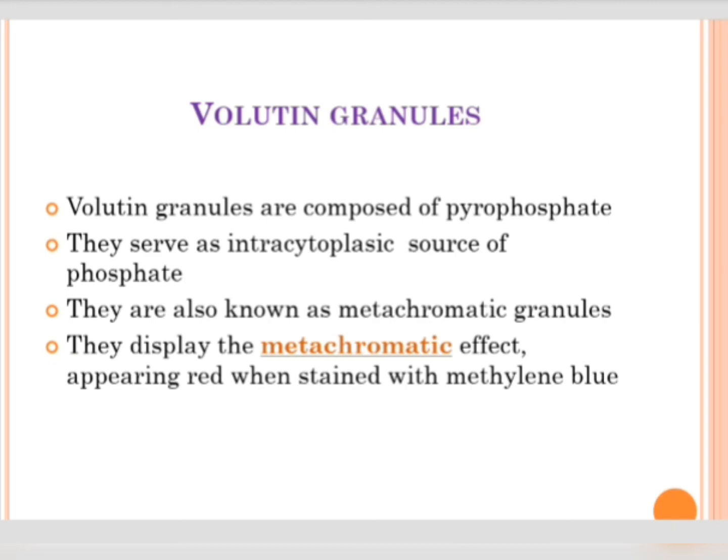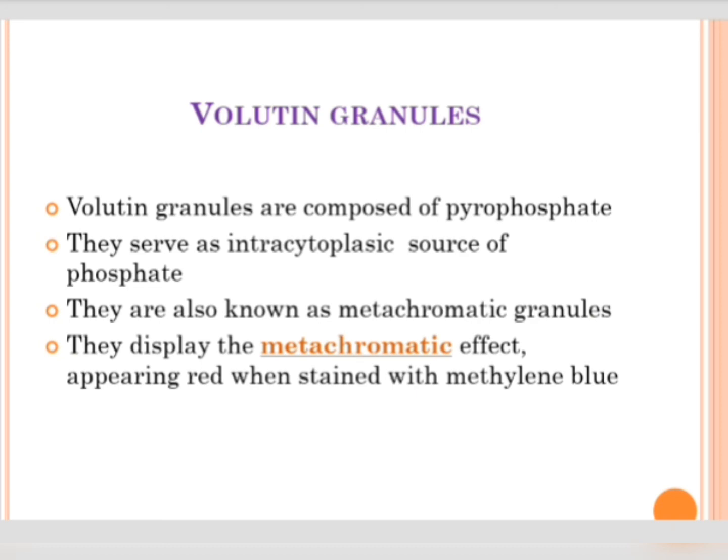Next is volutin granules. Volutin granules are composed of pyrophosphate. We know that phosphates are a source of energy. So they serve as an intracytoplasmic source of phosphate. So volutin granules are granules that are seen in the cytoplasm of bacteria. They serve as an intracytoplasmic source of phosphate for these bacteria.